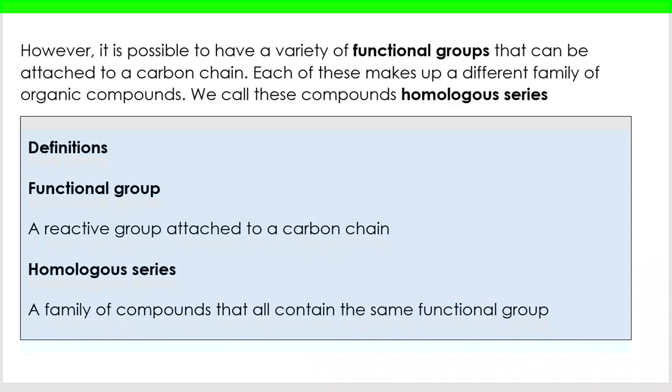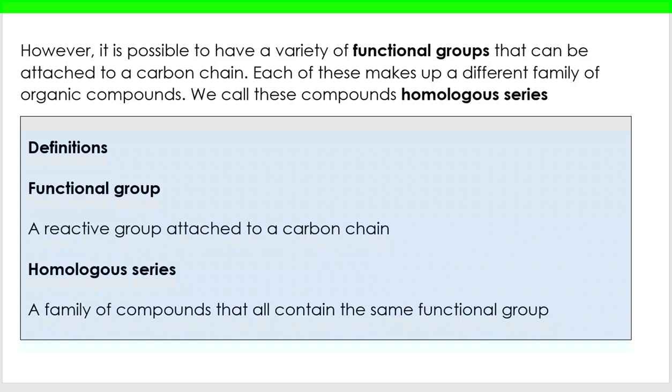Now let's move on. A lot of information is going to be given to you here. Some of it is going to be relevant to what we're doing now, some of it is preempting what you will do in future topics and future chapters. So we need to know what functional groups are, and they are reactive groups attached to a carbon chain. It might be an alcohol group, a chloro group. A homologous series is what we call the family of compounds that all contain that functional group.